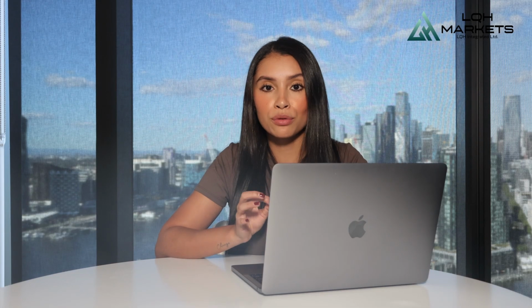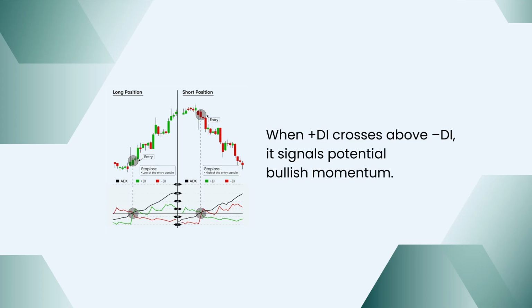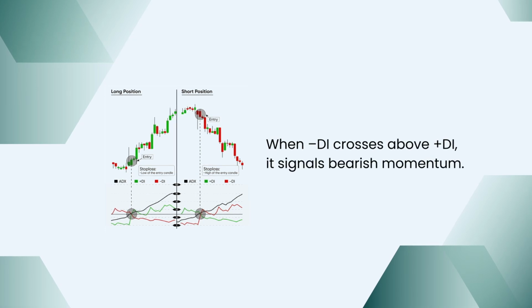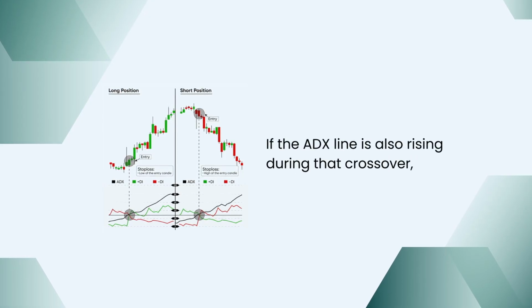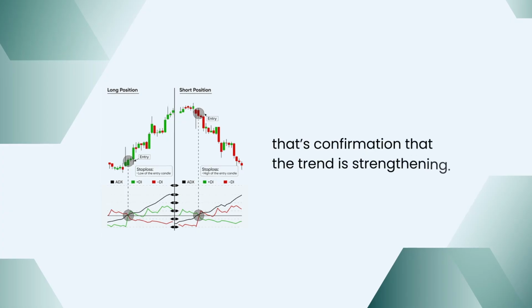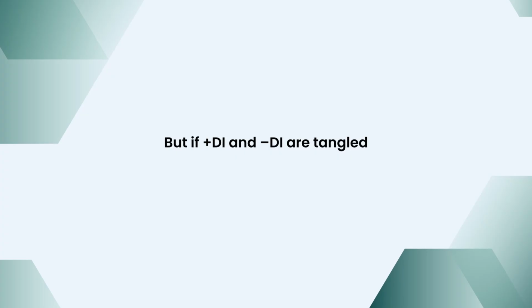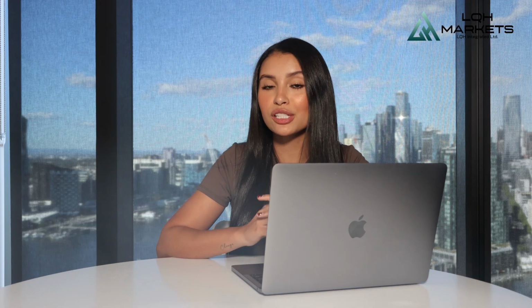Now, let's talk about crossovers, the heart of the ADX system. When plus DI crosses above negative DI, it signals potential bullish momentum. When the negative DI crosses above the plus DI, it signals bearish momentum. If the ADX line is also rising during that crossover, that's confirmation that the trend is strengthening. But if the plus DI and the negative DI are tangled and ADX is below 20, that's a range. The market is moving sideways and trend-based strategies might fail.